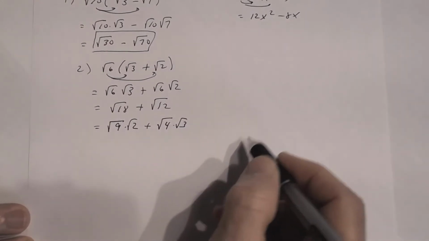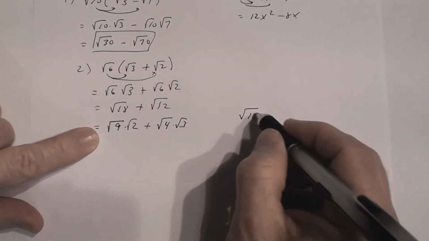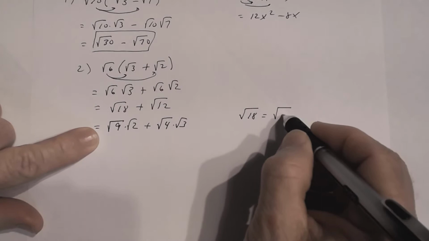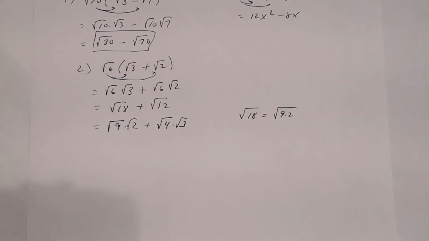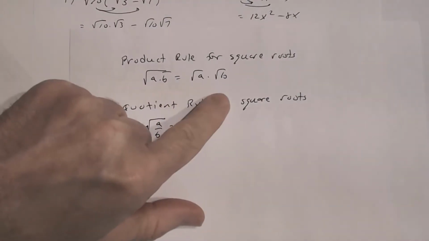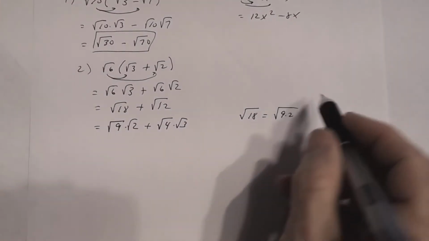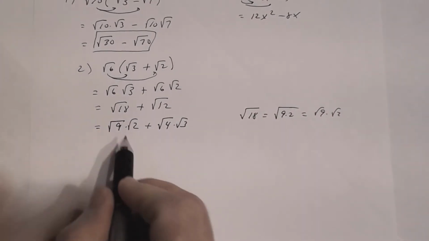All right, now make sure you understand why this becomes this, because remember the square root of 18 can be written as the square root of 9 times 2. And then using the product rule, remember this product rule from previous lessons, that when you write it as the square root of a times b, you can write it as the product of two square roots. All right, so that's what this is. So that means I can write this as the square root of 9 times the square root of 2, and that's what that is, okay?